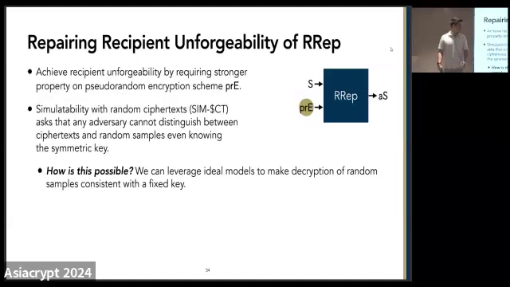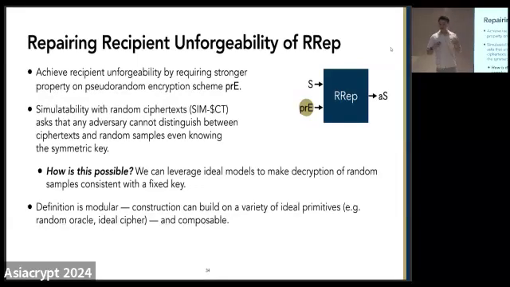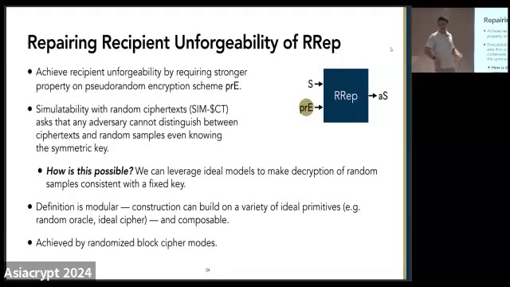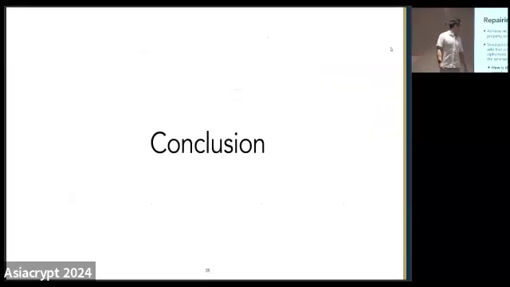We give our definition very modularly, so our constructions that people may want to analyze can build on a variety of ideal primitives. So it might be random oracles, ideal ciphers, anything like that. And our definition is also composable. And then finally, it's achieved by randomized block cipher modes.